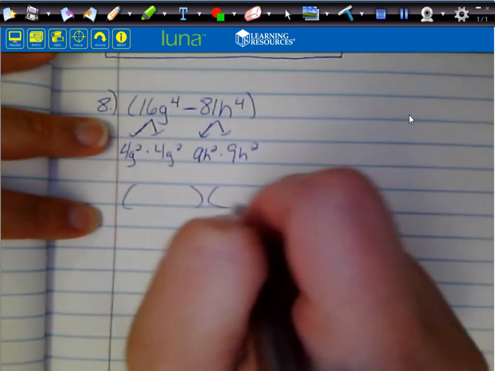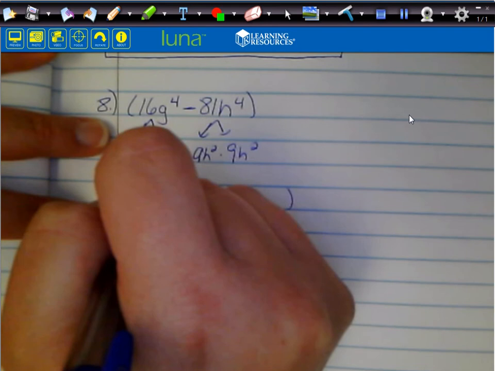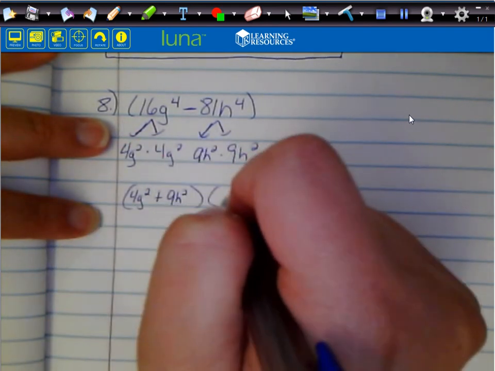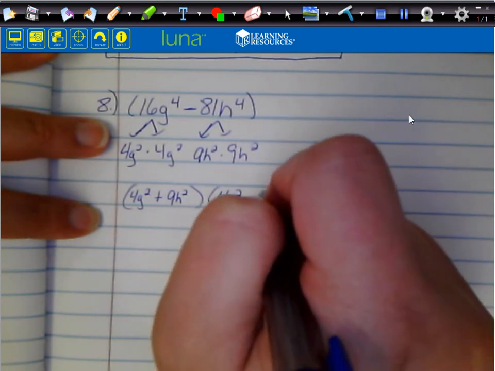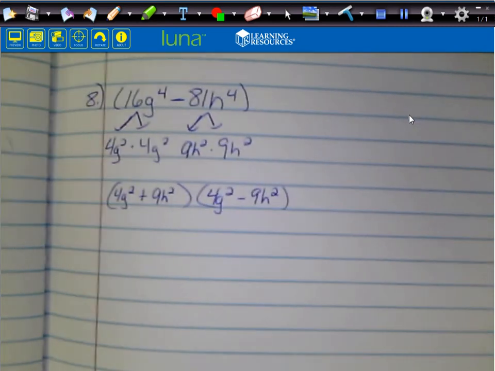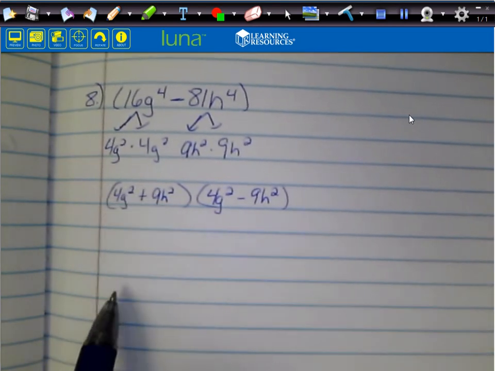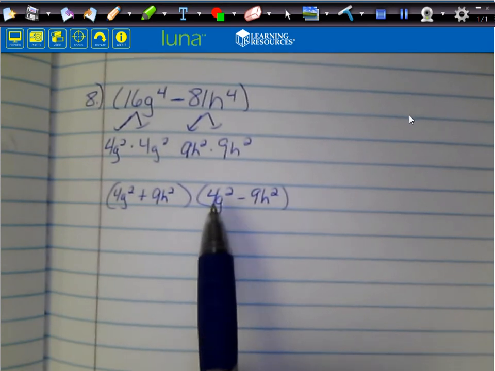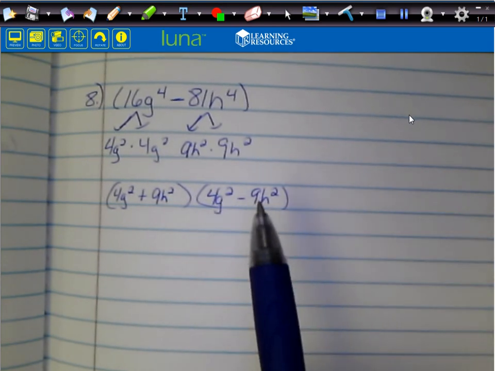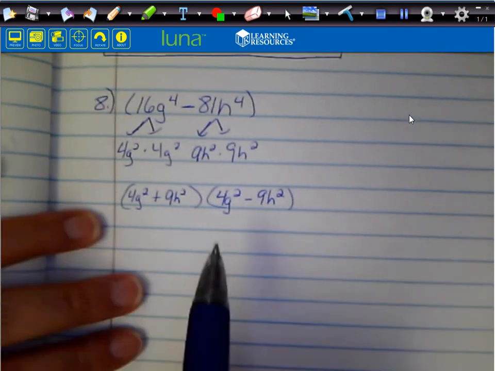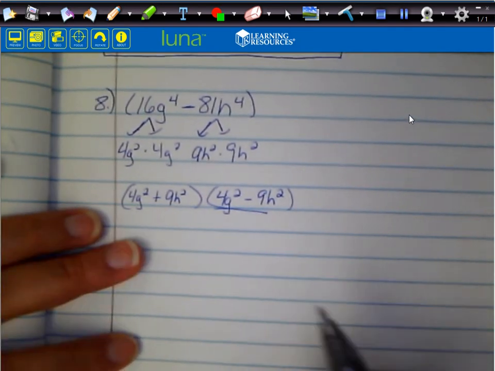Then when I do my parentheses, I'm going to have 4g squared plus 9h squared and 4g squared minus 9h squared. But again, I'm not finished until I look to make sure that I'm completely done factoring. This one I am because of the plus sign in the middle. But over here, 4 is still a perfect square, g squared is still a perfect square, so is 9 and h squared, and I still have that minus sign in the middle. So this one right here can turn around and be factored again.